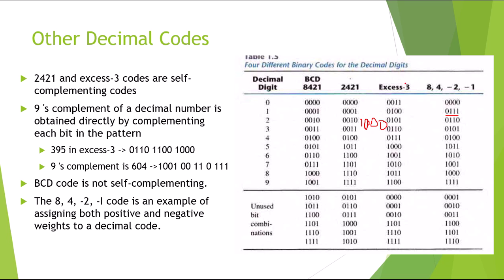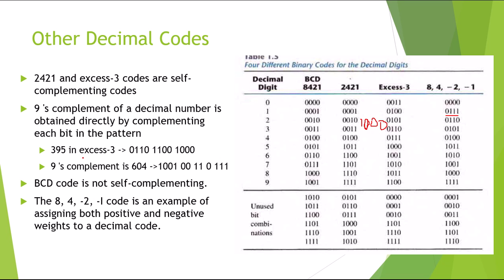2421 and XS3 are called self-complementary codes. Self-complementary codes means that if I write the 9's complement of the decimal number obtained by any of these codes, the complement is very simple: I only have to flip the bits. For example, if I talk about 395, in XS3 my 3 is 0110, 9 is 1100, and 5 is 1000. So this is 395 in XS3.